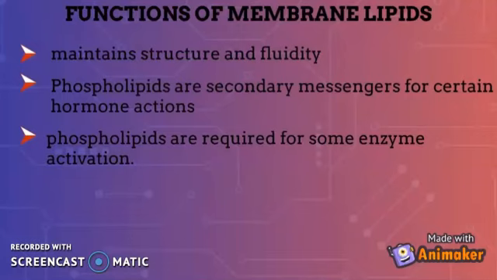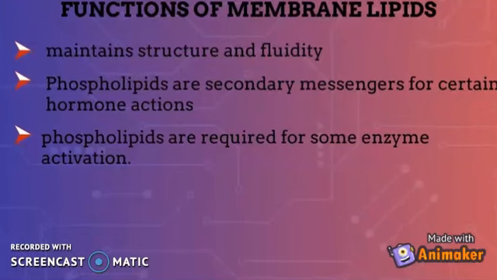Now, let us have a look at the functions of membrane lipids. They are responsible for maintaining the structure and fluidity of the plasma membrane. Phospholipids are secondary messengers for certain hormone actions. They are also required for certain enzyme activation.